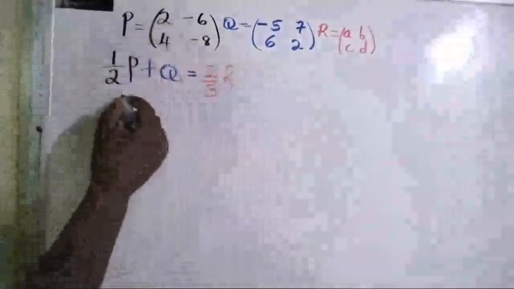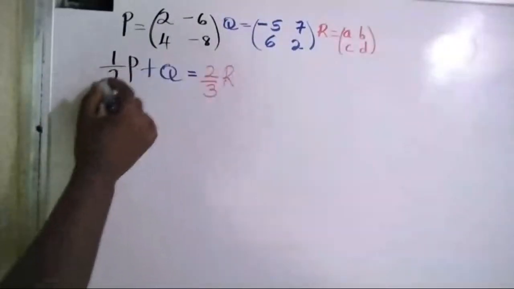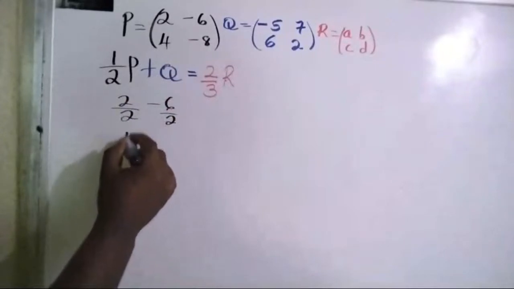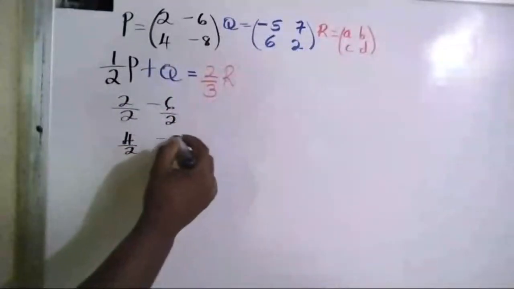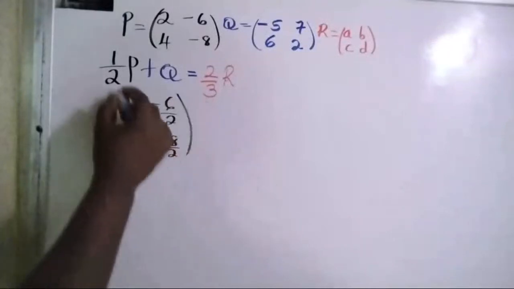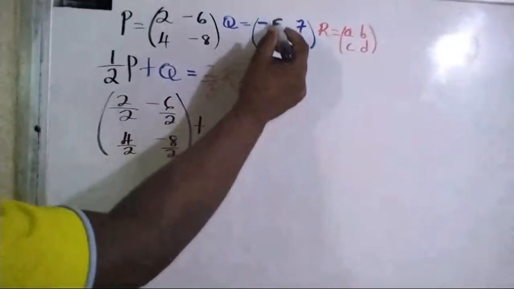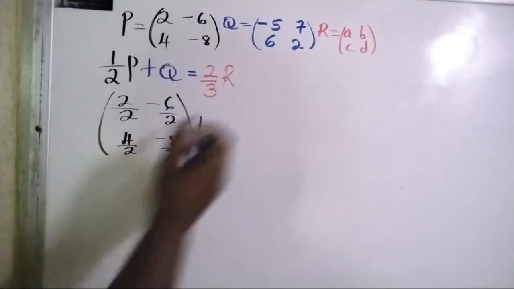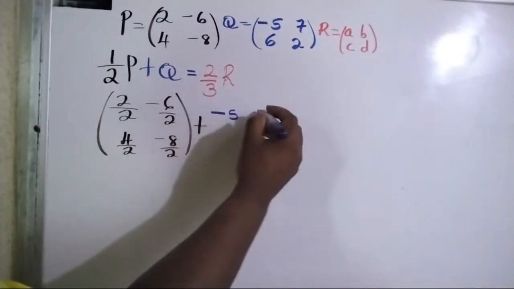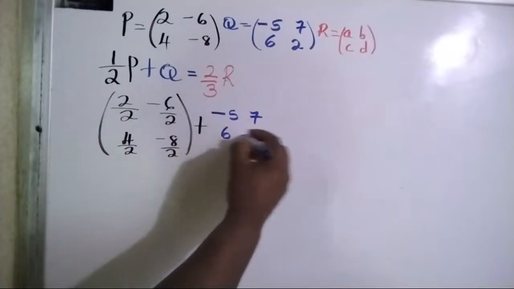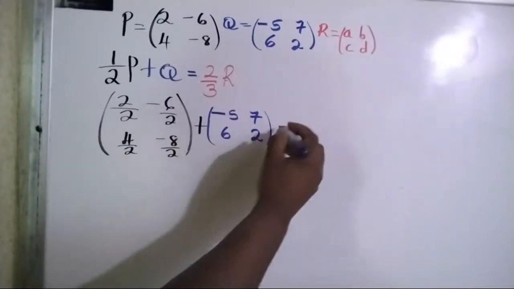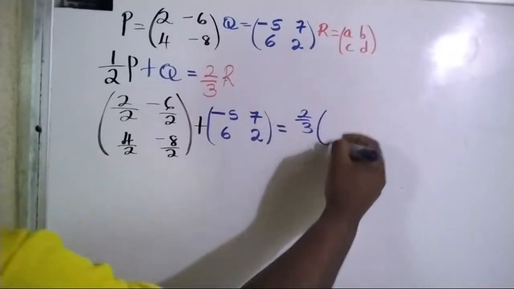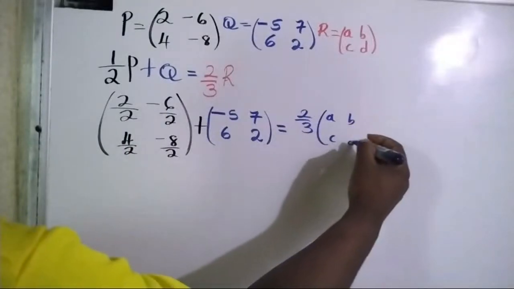It means that we're going to literally divide by 2, because multiplying by a half is the same as dividing by 2. So we just divide each by 2. And then we're going to add Q. So Q says -5, 7, and 6. So we're going to add that. And if you don't know how to add it, guys, you really need to go back to where I taught that. You're on my TikTok also. And then this now is 2/3 of R. So it's 2/3 of A, B, C, and D.